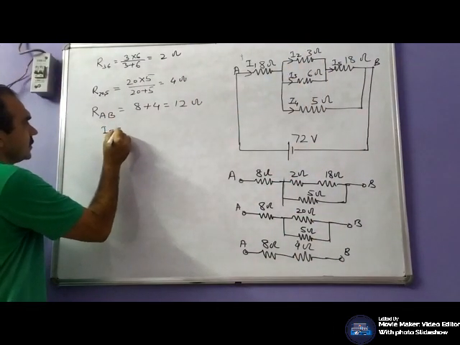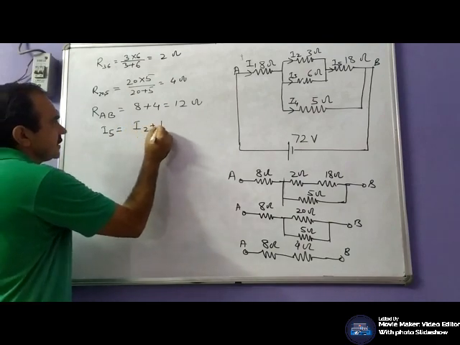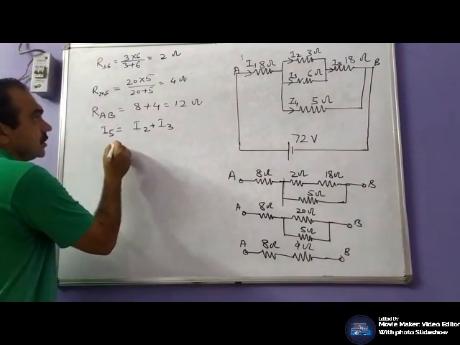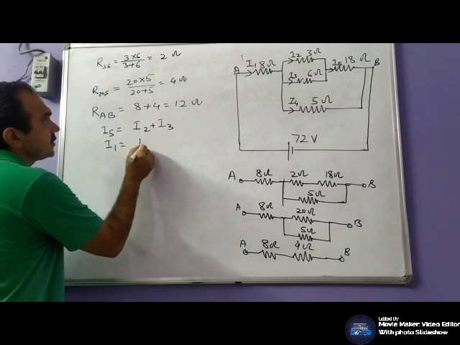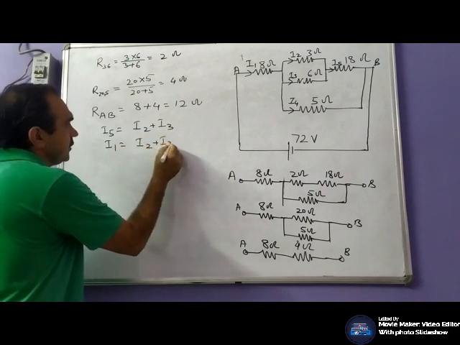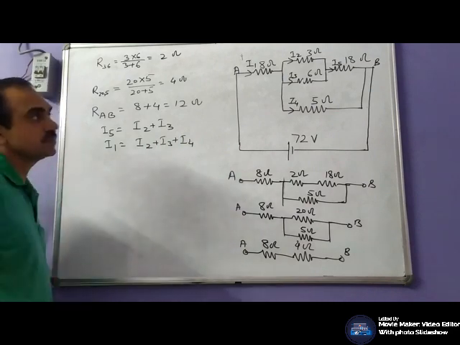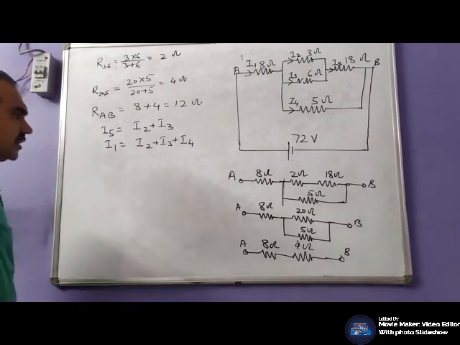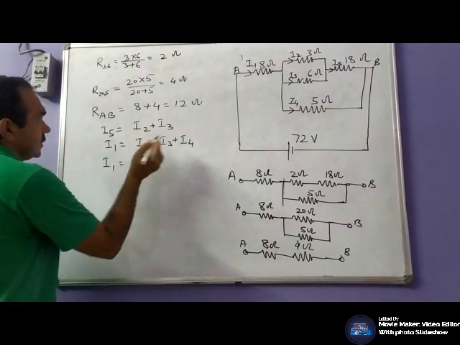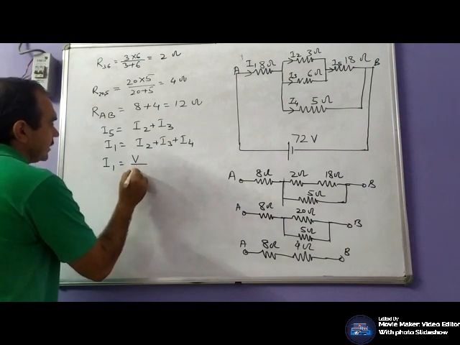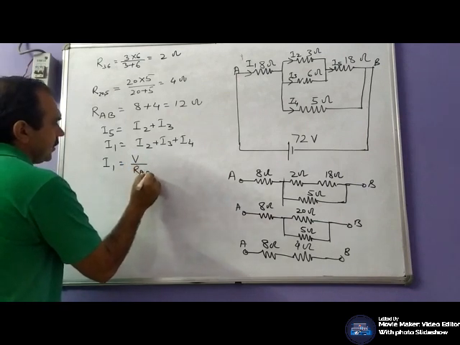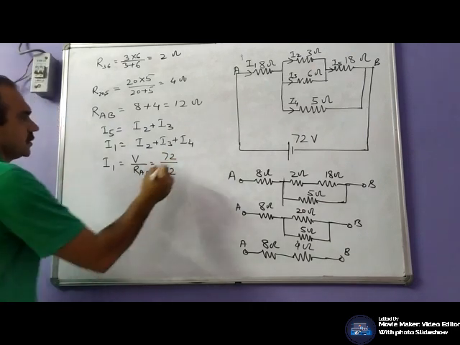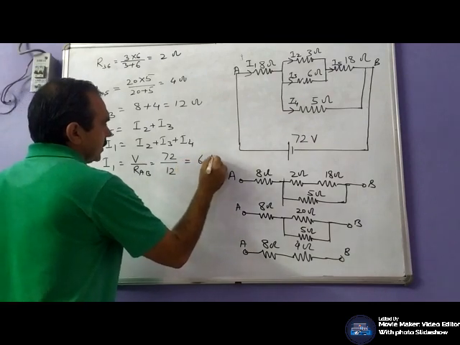One thing is clear: your I5 is I2 plus I3, and your I1 is I2 plus I3 plus I4. So first we have to find out I1. This is V by RAB, the equivalent resistance, 17.2 divided by 12... that is, 6 ampere.